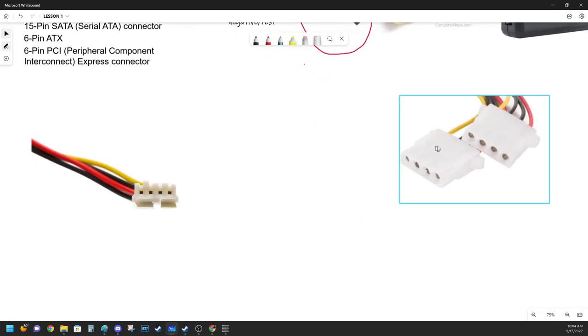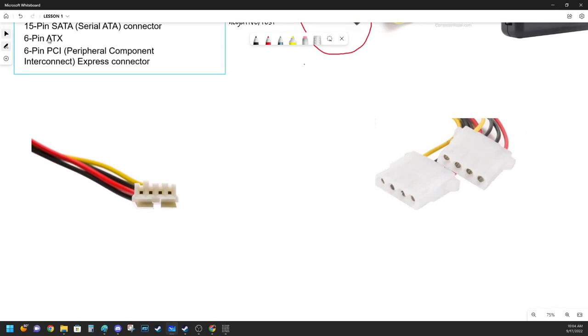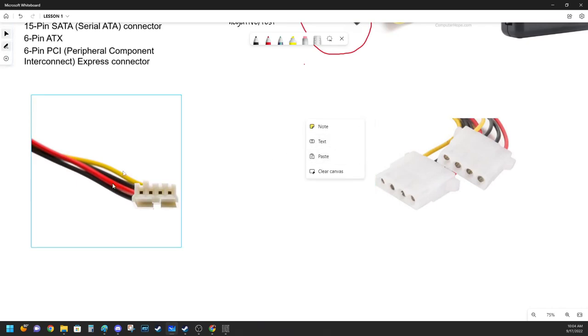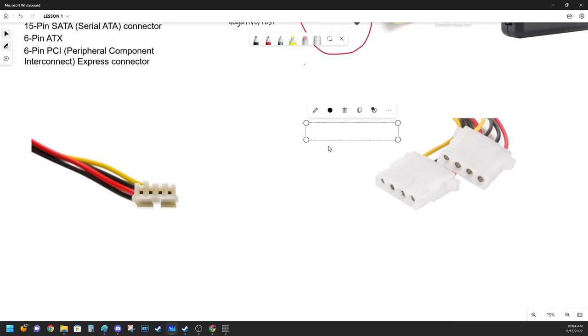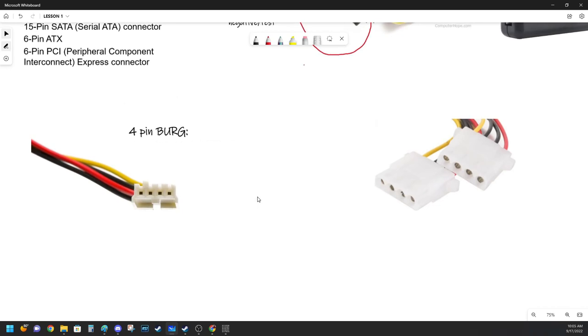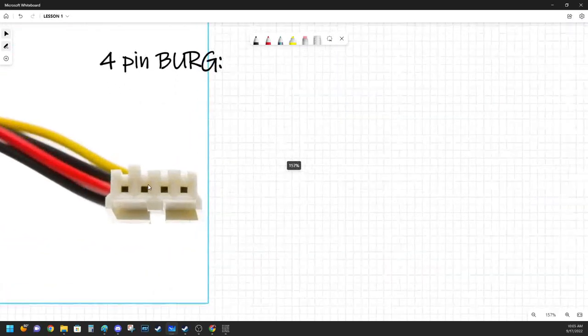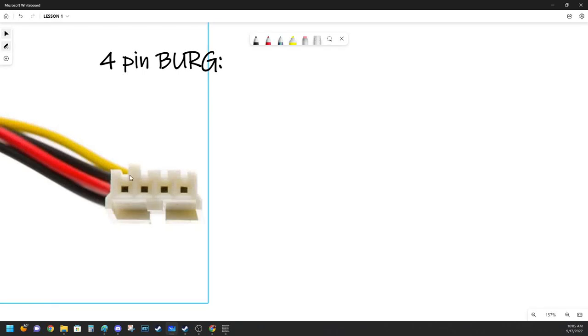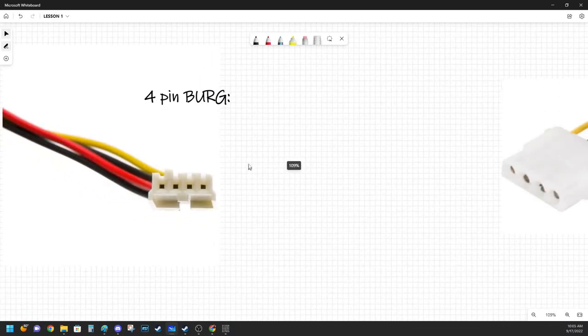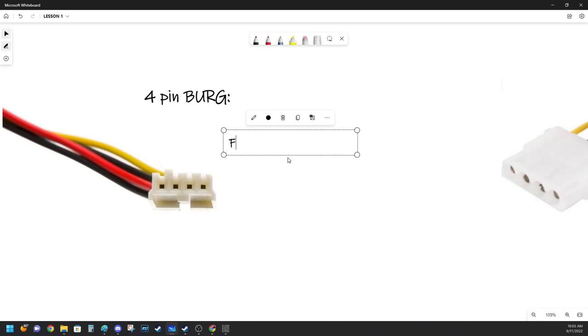All right, moving on to other power supply connectors. On the left-hand side, we have a Berg connector. 4-pin Berg. Does anybody know what this is used for? It looks like a fan connector. It really does. But looking closely, there's one raised ridge right in the middle. And believe it or not, this is used for FDDs. Floppy drives.